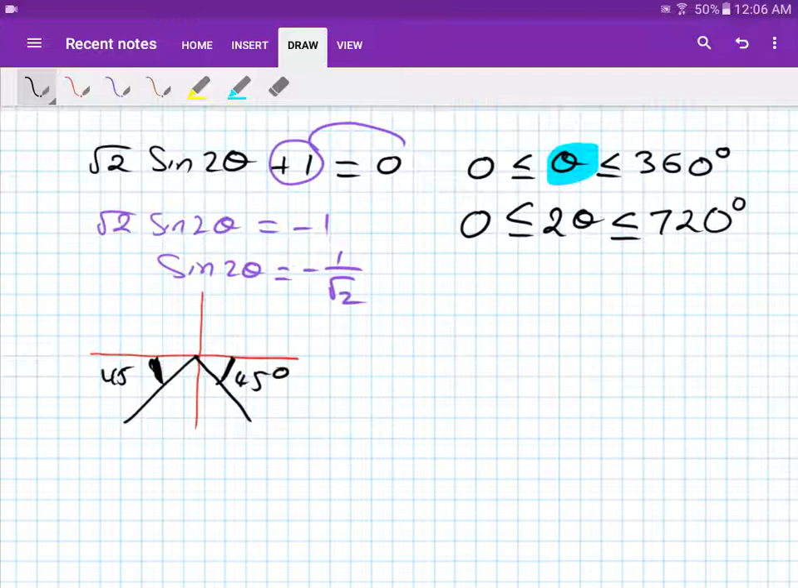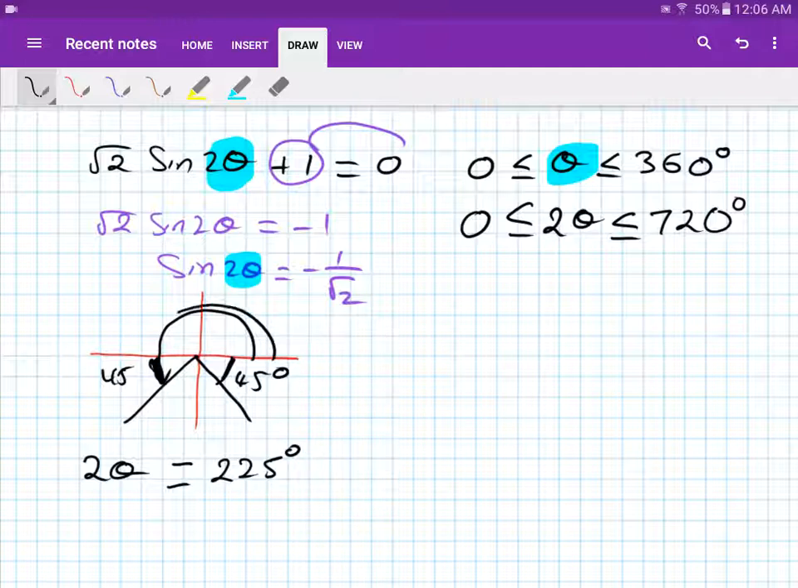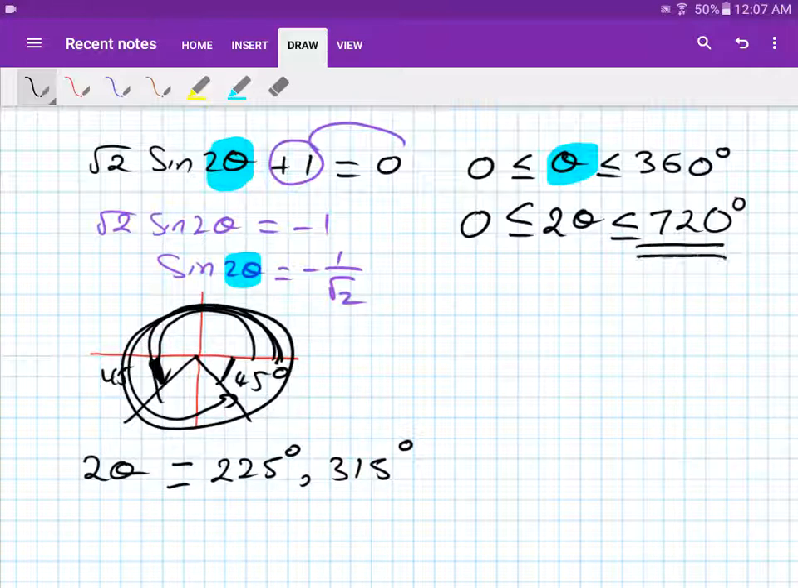Now we're going to look for the answer. So now 2 theta, of course. This is 2 theta, not theta, and this is 2 theta. So you write 2 theta is equal to all the way from here to here. That's your first answer, so 225 degrees. And from here to here all the way is 315 degrees.